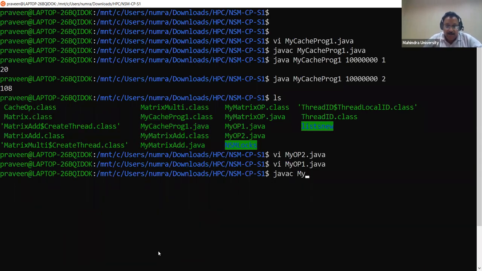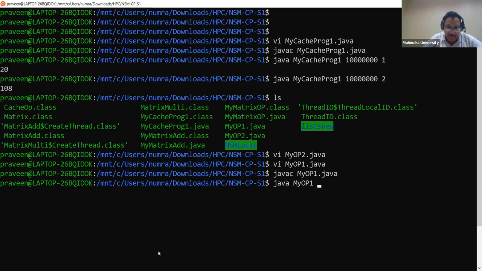Javac myop1.java. Yes, java myop1. Okay. Here, the size of the array is 10 power 7.